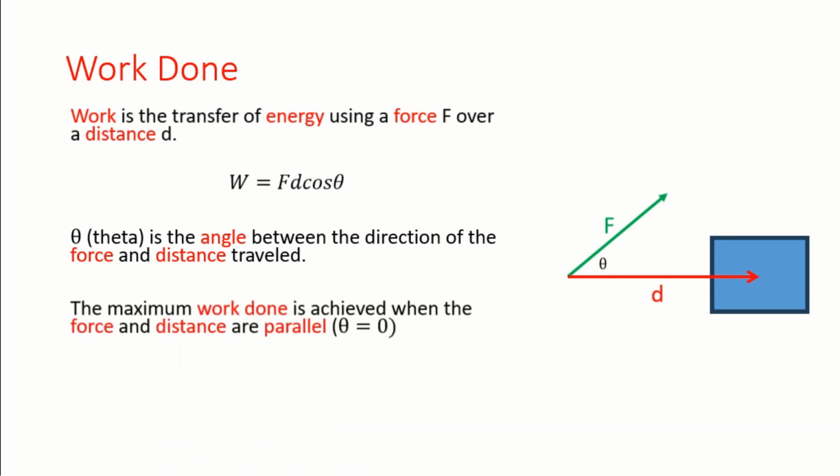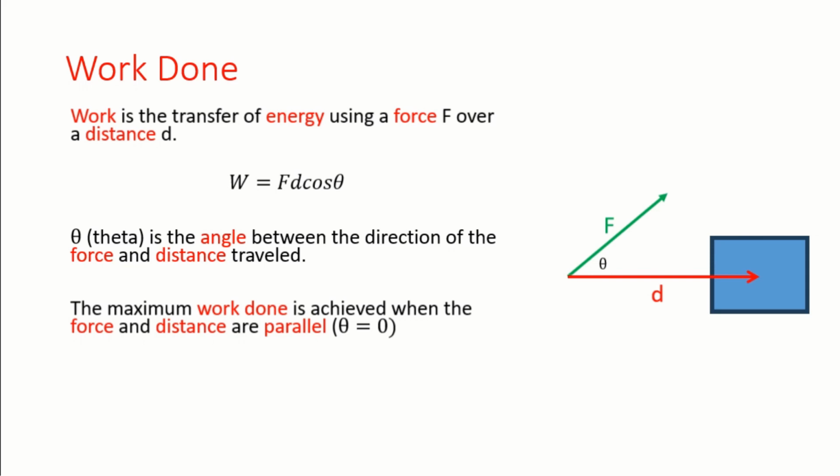in the case where the force and the distance are parallel. In this case, theta is equal to 0. Okay, in this case, that's when the maximum work is done. When theta equals 0, the maximum work is done. In other words, when the force and the distance have the same direction, we do maximum work.